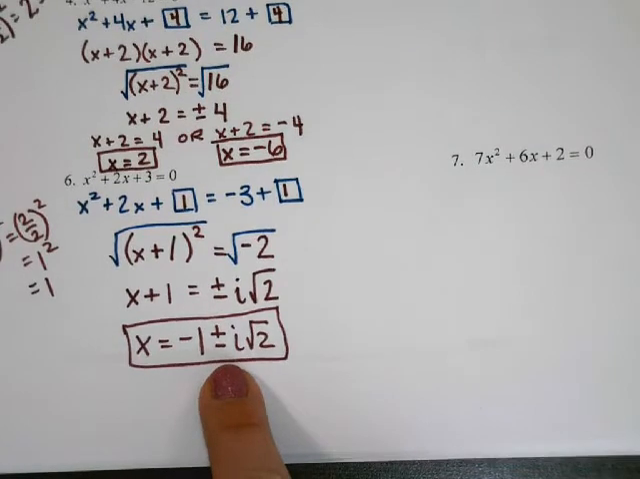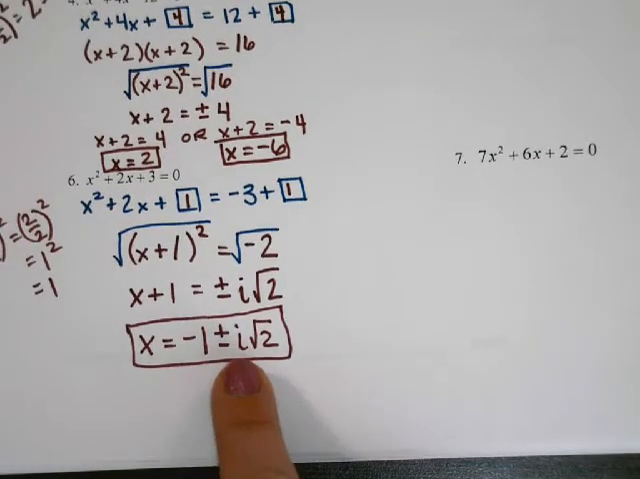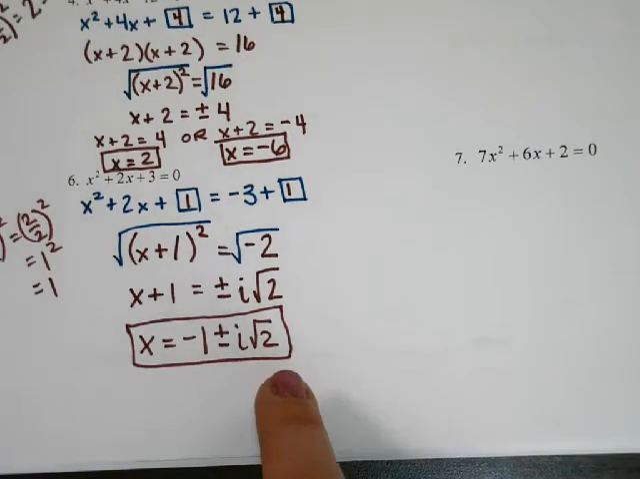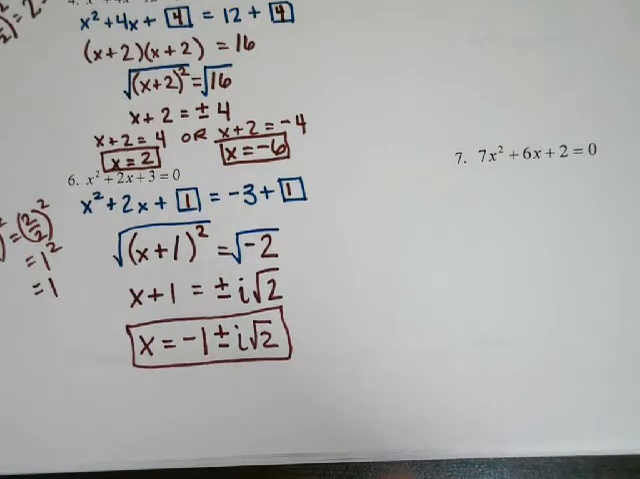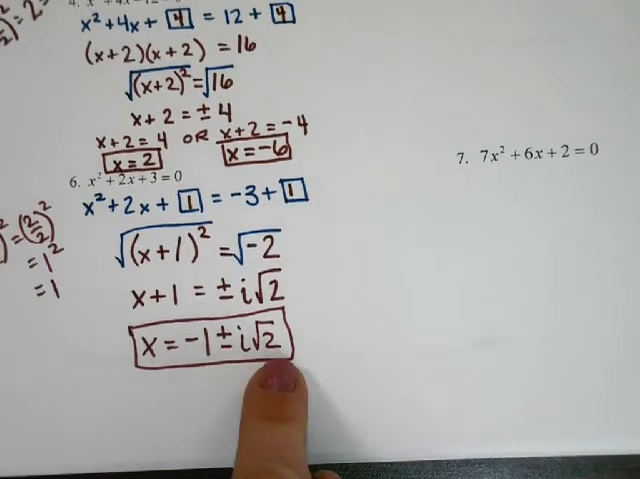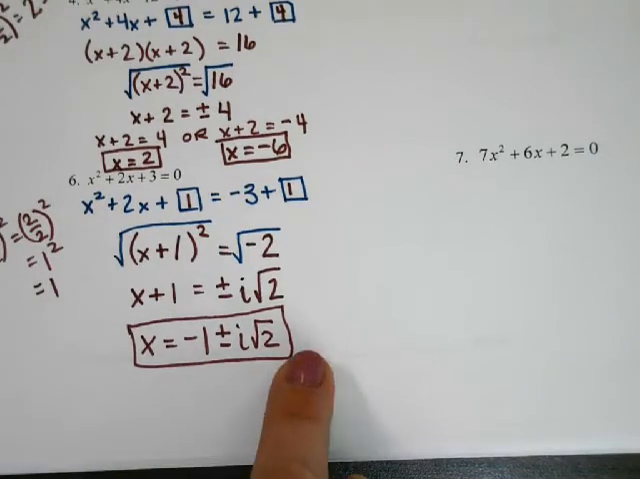And we also have an i. So that has a complex root. How many roots are there? How many solutions is that? 2, right? We have negative 1 plus i root 2 and negative 1 minus i root 2.